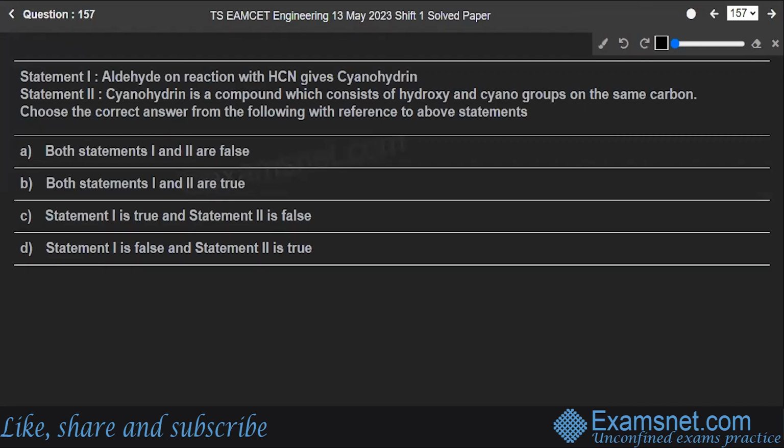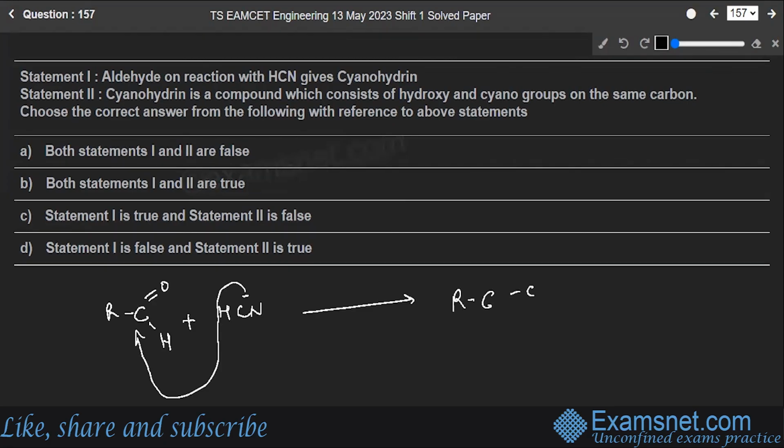Question number 157. Statement 1 says aldehyde on reaction with HCN gives cyanohydrin, and statement 2 says cyanohydrin is a compound which consists of hydroxy and cyano groups on the same carbon. Let's do this reaction first. First of all, there is an aldehyde, RCHO, on reaction with HCN. What happens? CN negative gets attached to this carbon. So this will be R, here is CN, H, and the OH group over here. This is cyanohydrin.